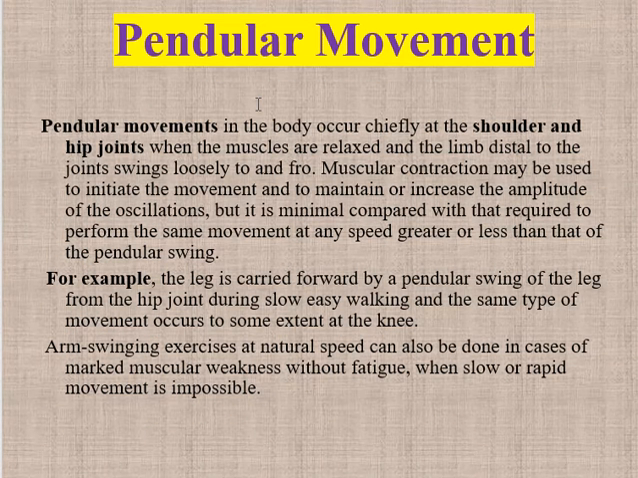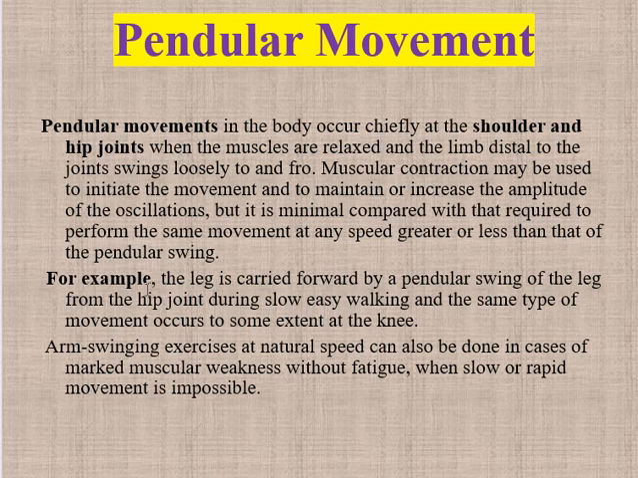Now, what are pendular movements? Pendular movements in the human body occur chiefly at the shoulder and hip joints when the muscles are relaxed and the limbs distal to the joint swing loosely to and fro. Muscular contraction may be used to initiate the movement and to maintain or increase the amplitude of the oscillation, but it is minimal compared with that required to perform the same movement at any speed greater or less than that of the pendular swing. Obviously, this is done in the human body.